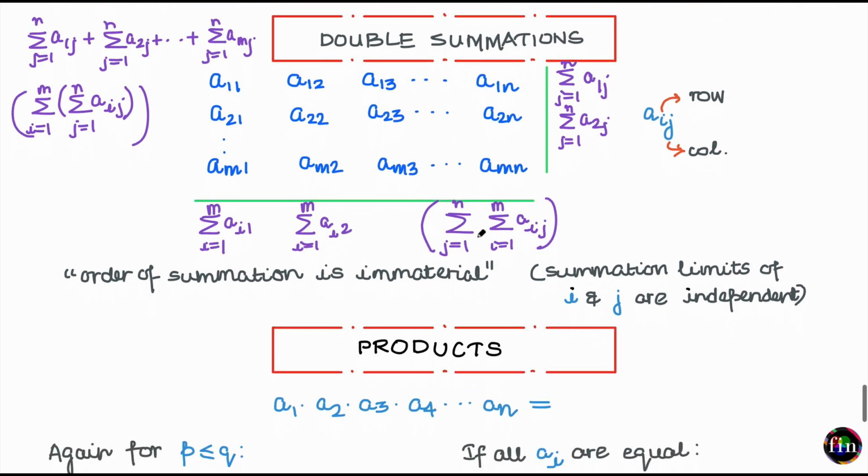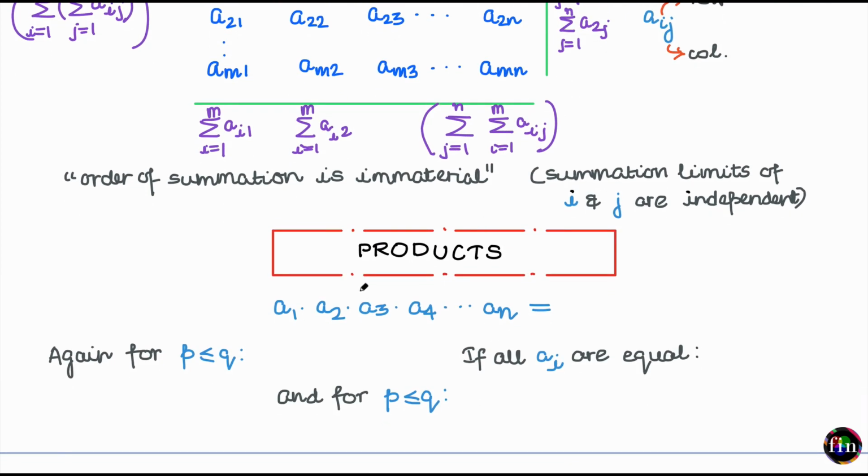Let's quickly now end this video by taking a look at properties of products. So if I were to, let's say, write down a product which is A1 times A2 times A3 all the way till AN, in a mathematically fancy way, I can write it as a giant pi. This is like my symbol for product, in which the term being multiplied every time is Ai, and the dummy variable i runs from 1 to N.